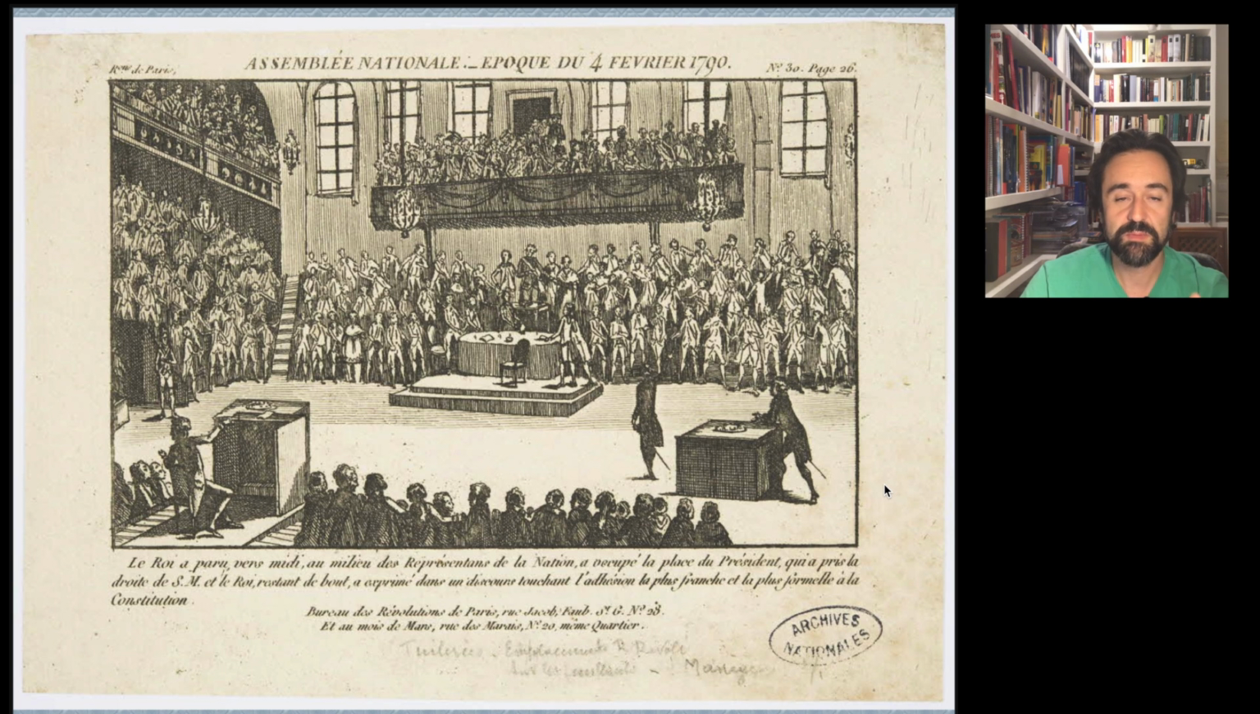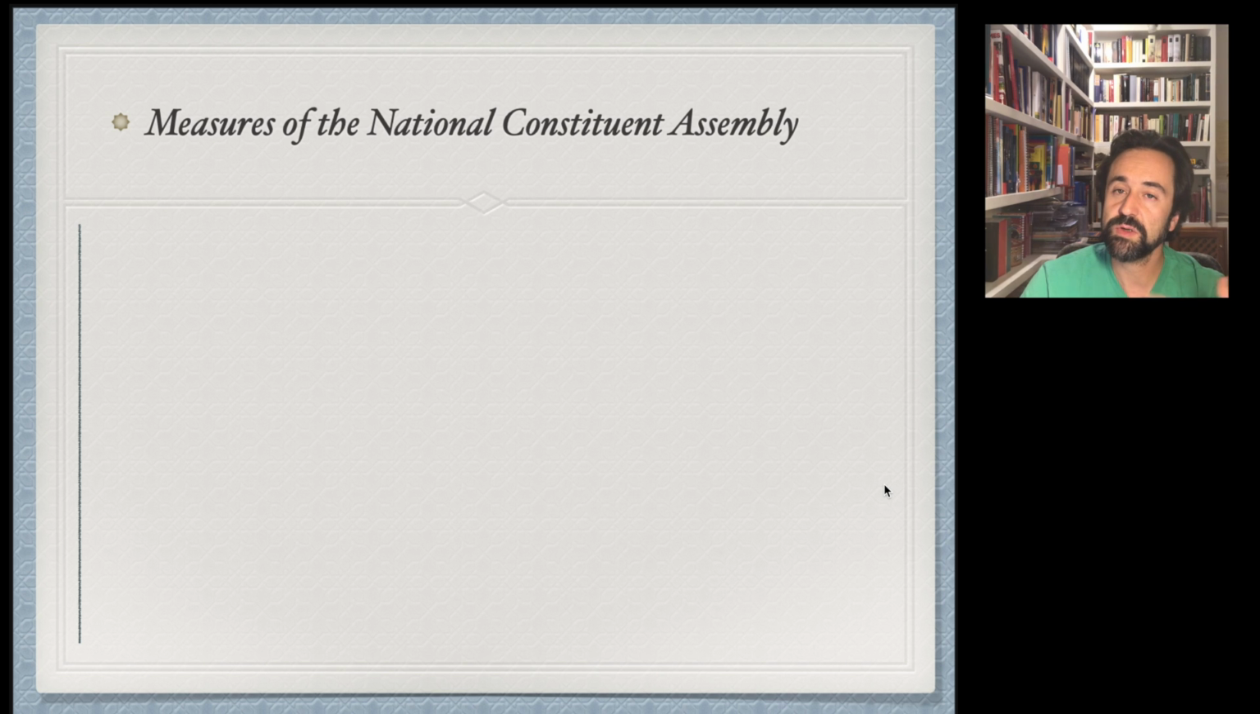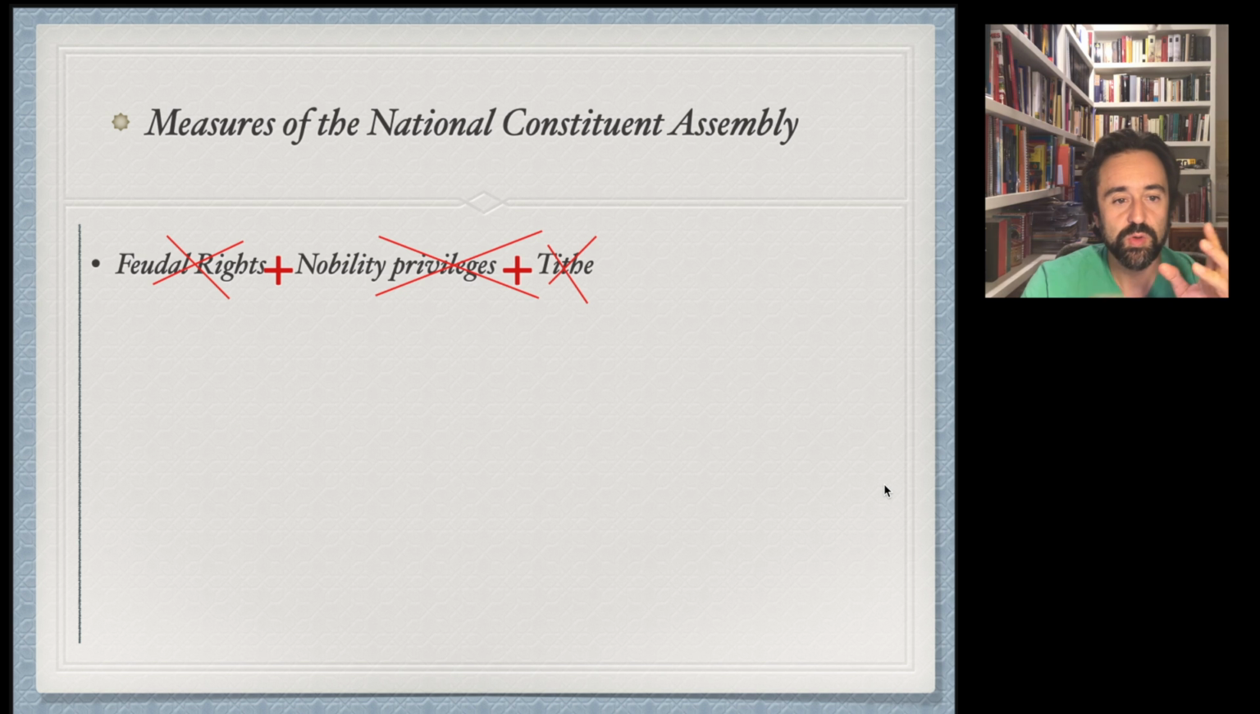And this National Assembly started making legislation, making laws. The first measure they took was to eliminate the old regime. So they said feudalism, feudal rights, no longer exist. Of course, nor do the privileges of the nobility and the church, and the taxes paid to the church are eliminated too. This is the tithe, the 10% of all your production.